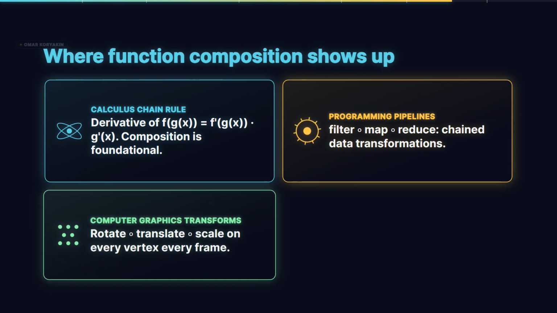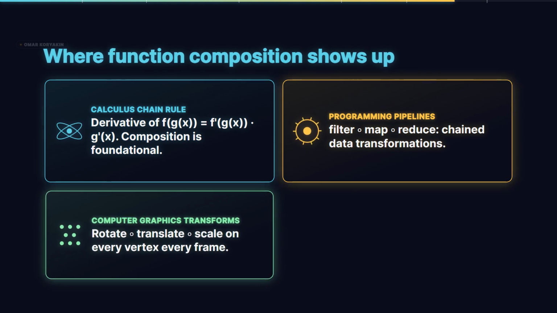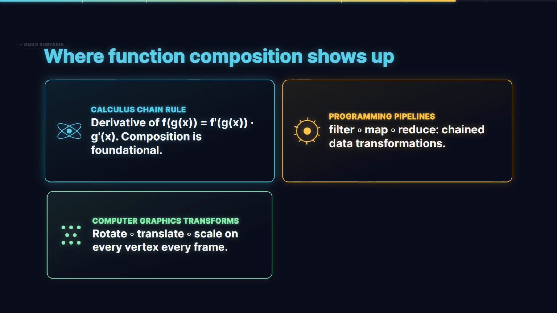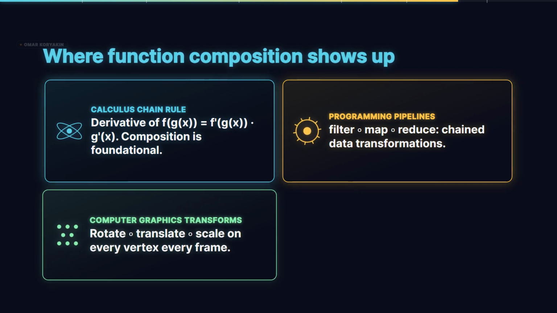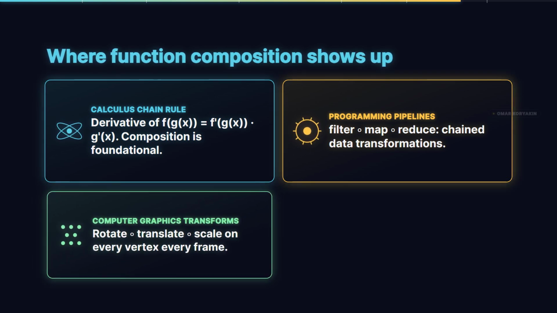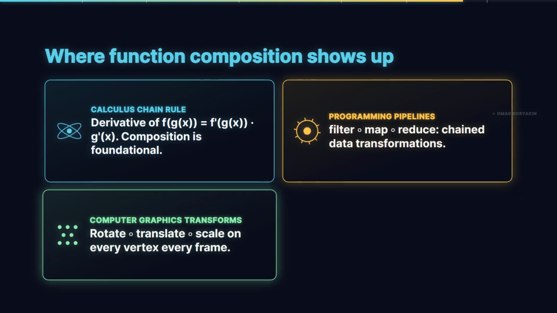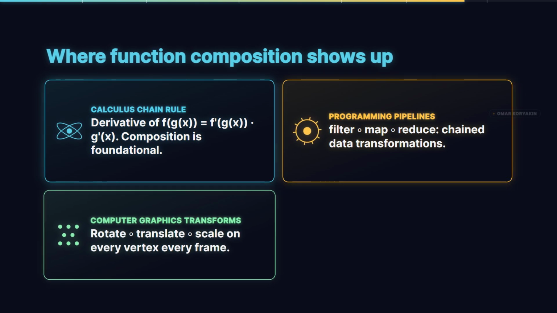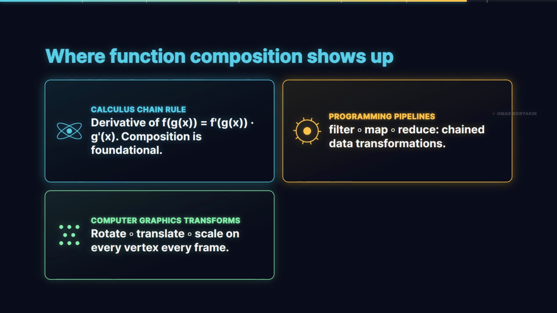In computer graphics, the transformations applied to objects in a three-dimensional scene are composed of rotations, translations, and scalings all chain together into a single composite transformation matrix. Every vertex of every model in every frame goes through this composed transformation pipeline. Game engines and 3D modeling software apply function composition millions of times per second, and the underlying mathematics is the function composition concept you are learning today, generalized to matrix multiplication.